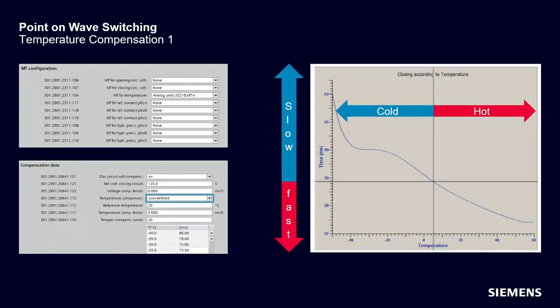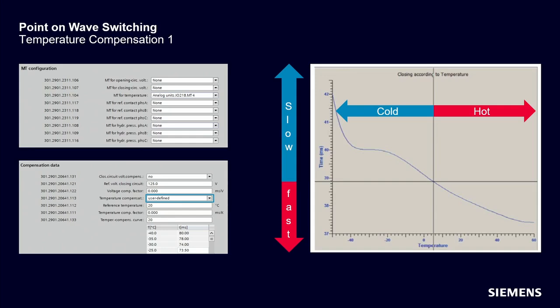So let's now talk about the compensation factors for point-on-wave. Here you can see the graphic on the right side with temperature compensation. General approach is the following. If the ambient temperature is warmer, then the switching time is faster. If the ambient temperature is colder, then the switching time is slower.